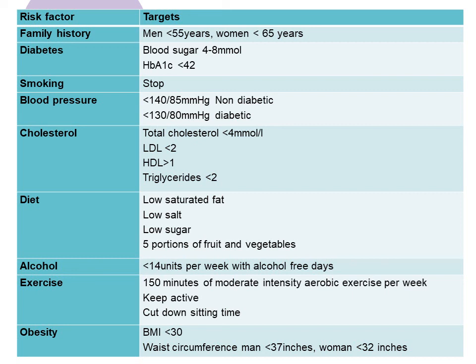With diet, aim to eat a low saturated fat diet, reduce your salt, reduce your sugar, and have 5 portions of fruit and veg a day. With alcohol, aim for less than 14 units with some alcohol-free days. And with exercise, 150 minutes of moderate intensity aerobic exercise per week. Keep active and cut down on the time you spend sitting. Body mass index less than 30, and a waist circumference for men less than 37 inches and for women less than 32 inches.